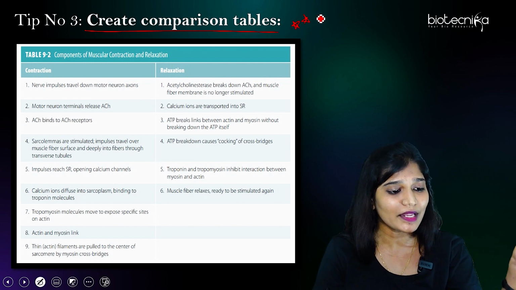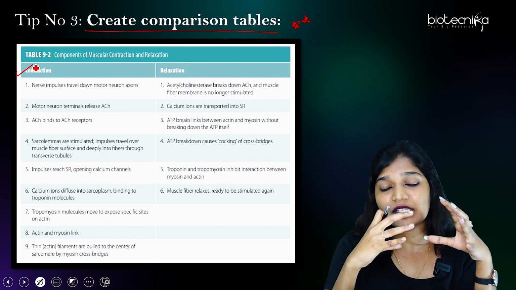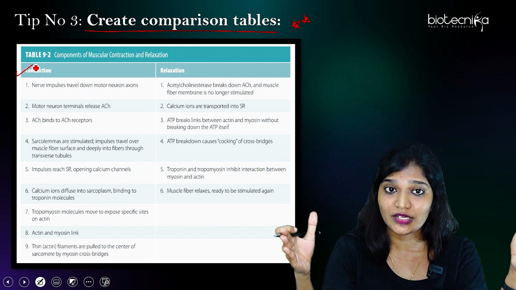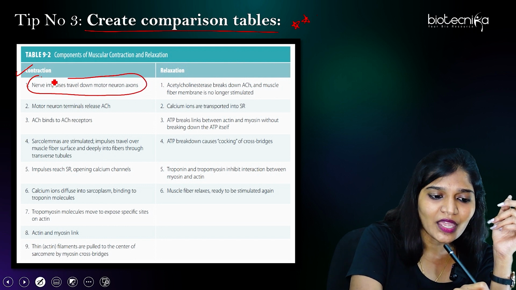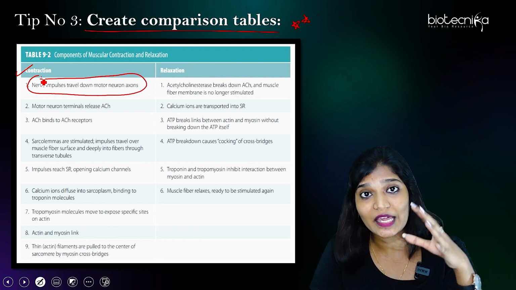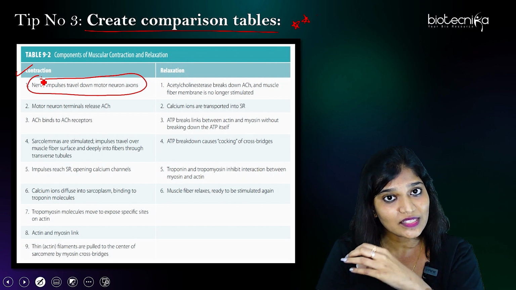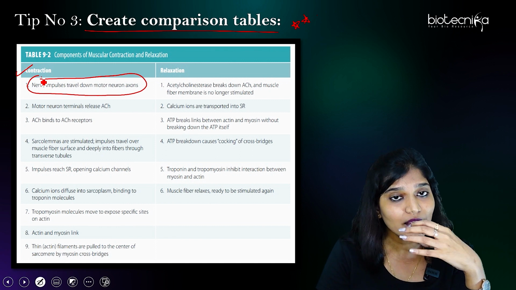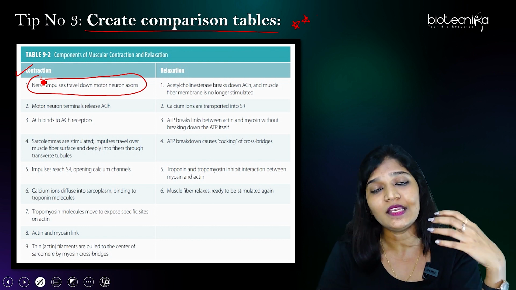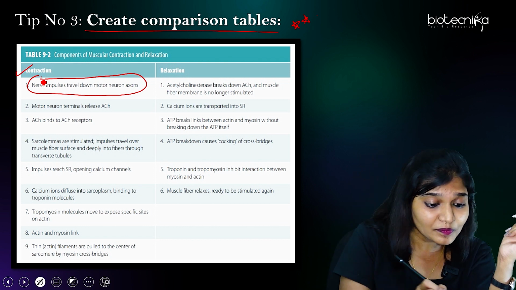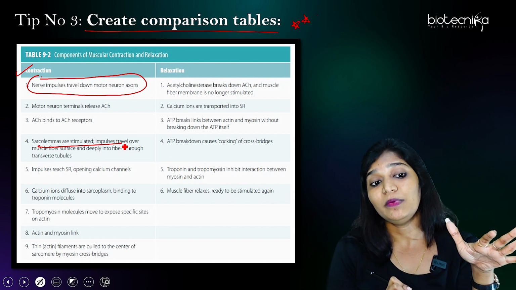comparison tables. One example I'm giving here: how does the muscle contract, the muscular contraction, and how does the relaxation take place. Just now we have done this one. Action potential is created and calcium goes inside, activates the neurotransmitter vesicles, and the vesicles go towards the membrane and break open, and through exocytosis all the neurotransmitters like acetylcholine come over, and this acetylcholine binds to the receptor. Yes, now what's going to happen? Now there's going to be the sarcolemma.